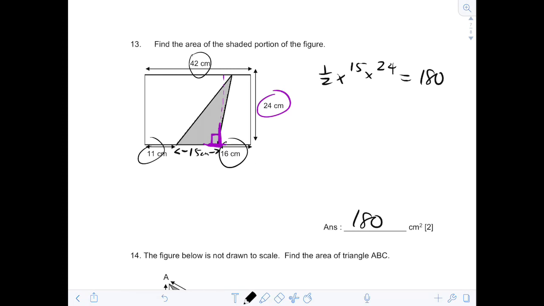See, a lot of you want to go and find the white portion. Sometimes there's no need. You have to first look for the easiest way of solving it, which is finding the base and the height.